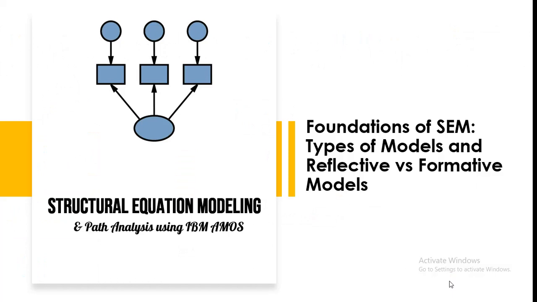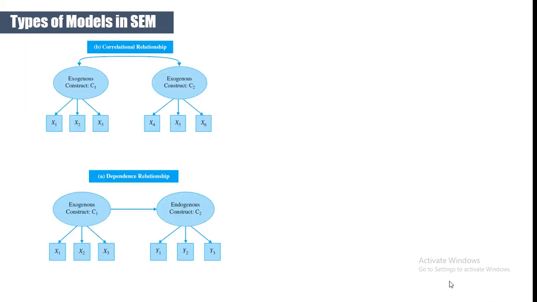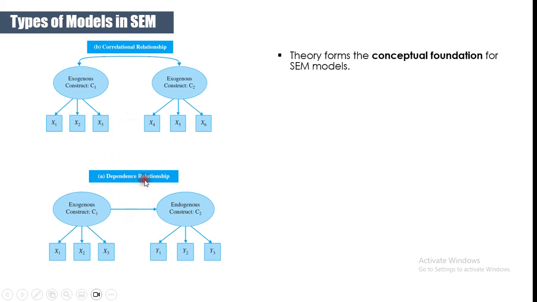Hi there. Now we will see the types of models and the difference between reflective and formative models in SEM. First of all, the types of models. There are two types of model. One is called the measurement model, another one is called the structural model in SEM. Sometimes the measurement model is also called the correlational relationship model. On the other hand, the structural model is called the model with dependence relationship.